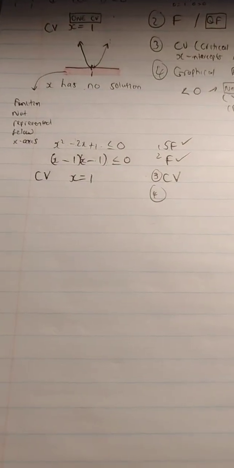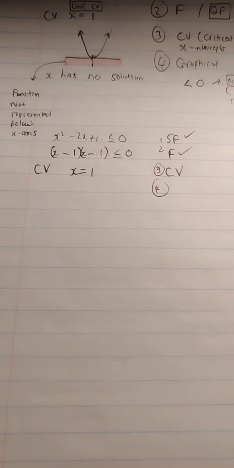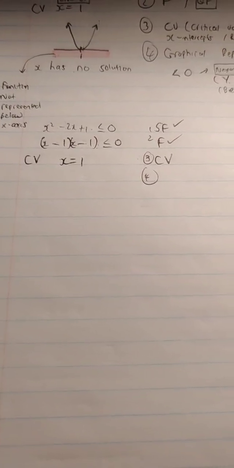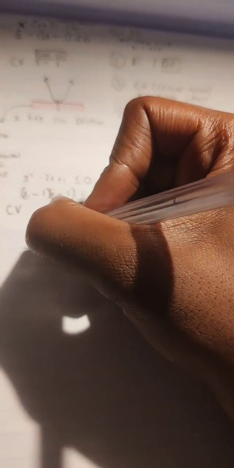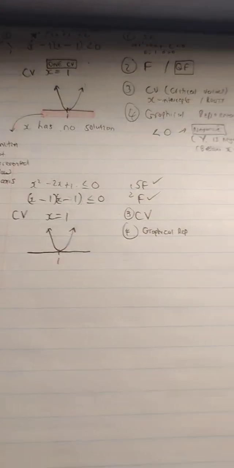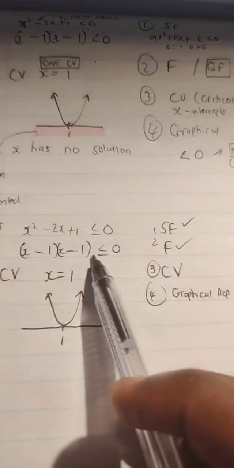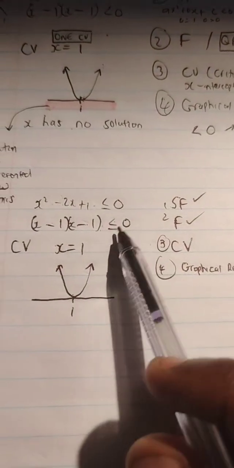Graphical representation. So let's graphically represent here. We have one critical value, which is positive 1. We write 1 as the critical value. Okay, are we together? Now let's interpret what less than or equal to 0 means.